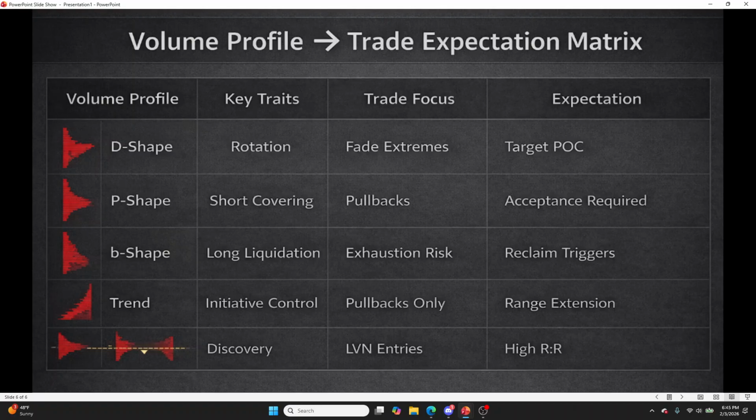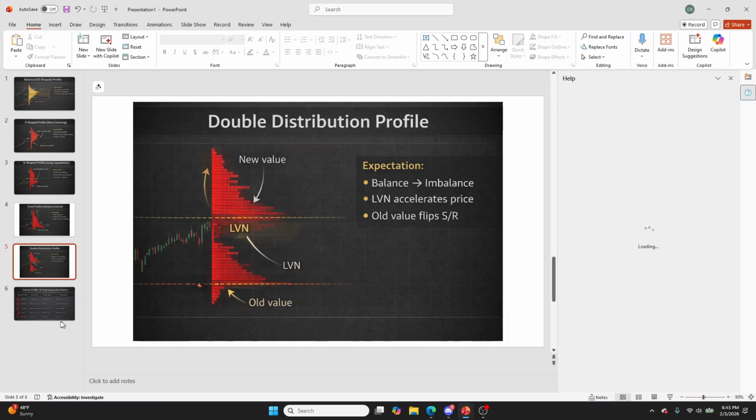Don't trade. And if you are trading, ensure that you're not trying to call the tops. You're targeting pullbacks only, and the expectation of that is range extension. Through and through, the concepts are going to be price discovery, your low volume node entries, or price acceleration, and then a high R to R. That is what the profile is going to give you through and through.